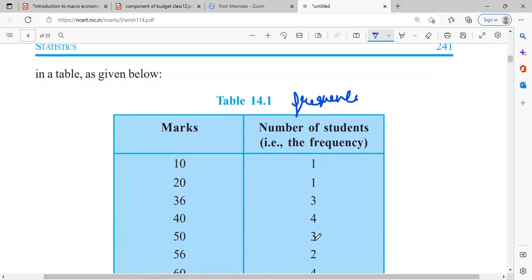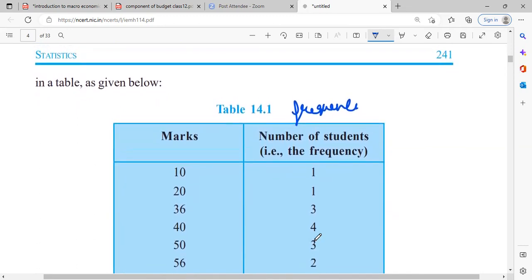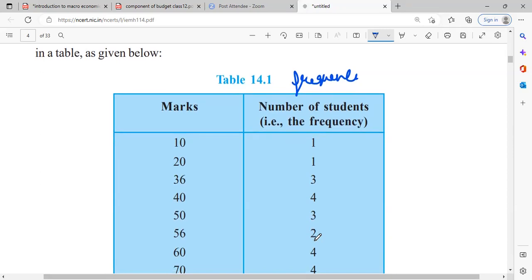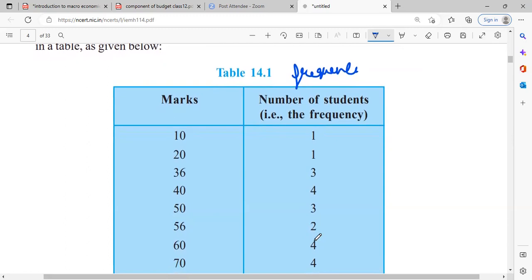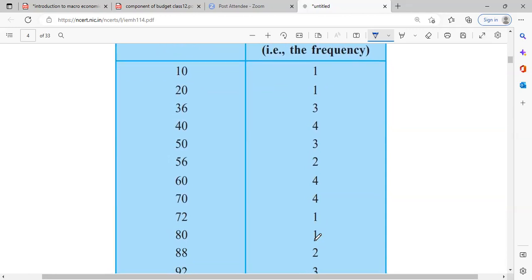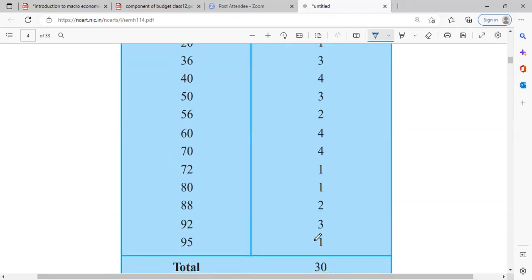After 56, it's 60. Yes, ma'am. 60 has 4 students. Okay, I heard 64. Yes, ma'am. And then 70 is also 4. 72 is 1. 80 is 1. 88 is 2. 92 is 3. And 95 is 1.